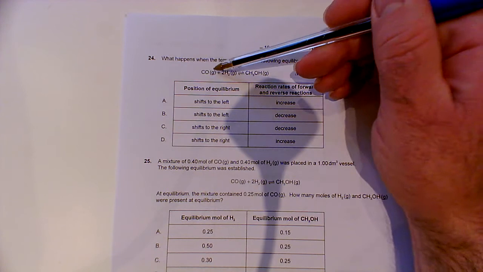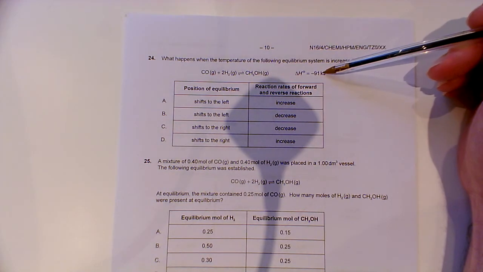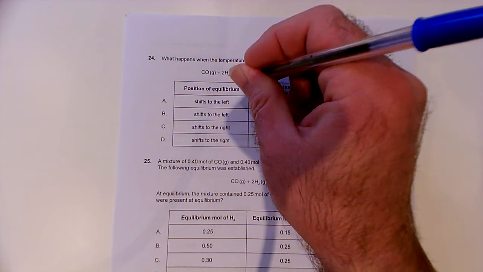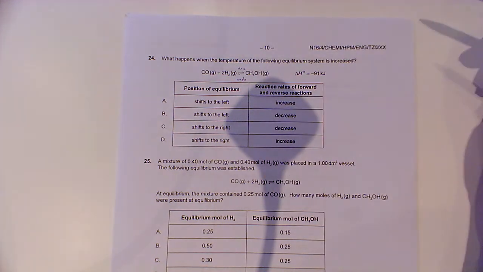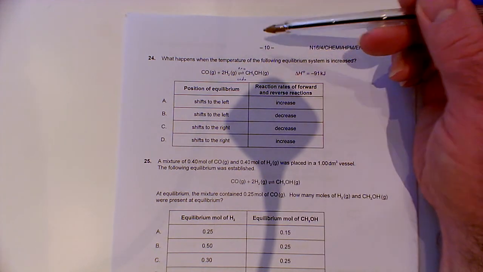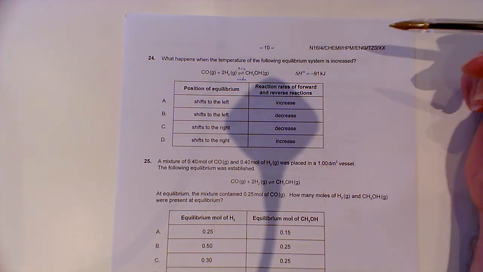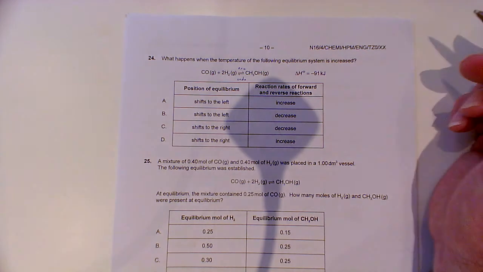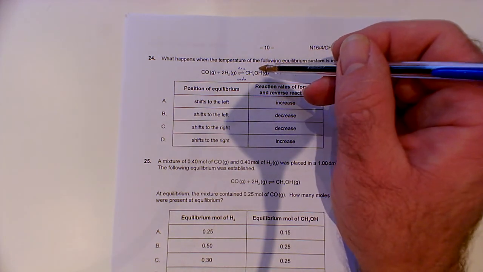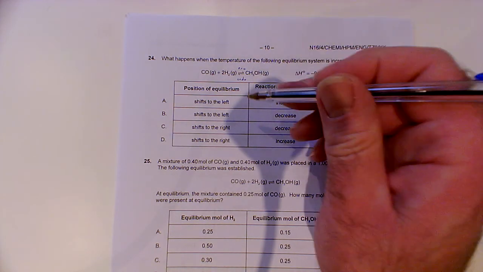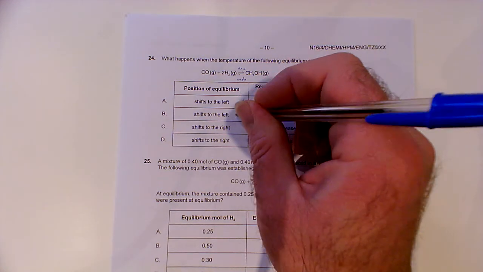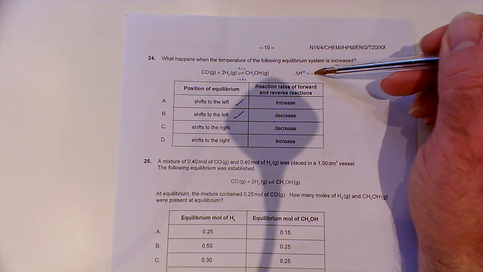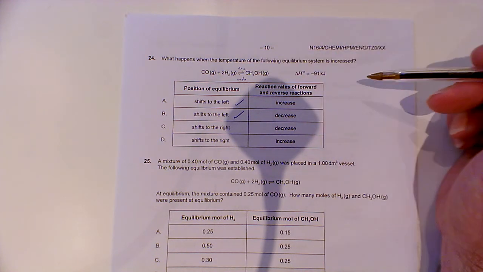So let's look at the reaction. It's got a negative enthalpy change in the forward sense, so it must be exothermic going forwards and endothermic going backwards. If we increase the temperature, that's going to favour the reverse endothermic reaction, so it's going to shift to the left, because Le Chatelier's principle says that it tries to do the opposite of what you've just done. The reverse reaction is the endothermic one, because the fact it's minus 91 means it's exothermic going forwards.